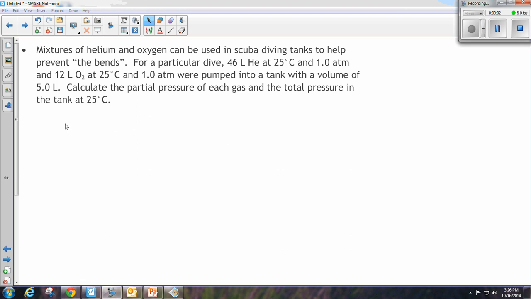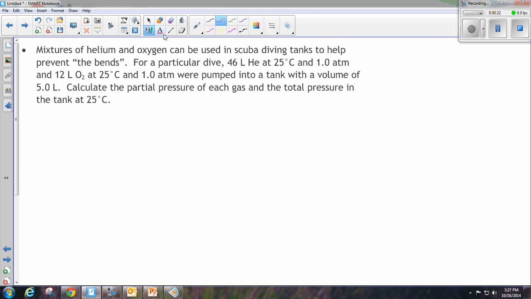Okay, this is a Dalton's law of partial pressures problem. So this question is about the helium and oxygen that's mixed in dive tanks to prevent the bends. So we have two gases here that are going to be mixed together, helium and oxygen. So I'm going to make a chart for each gas. So we'll do helium in red.